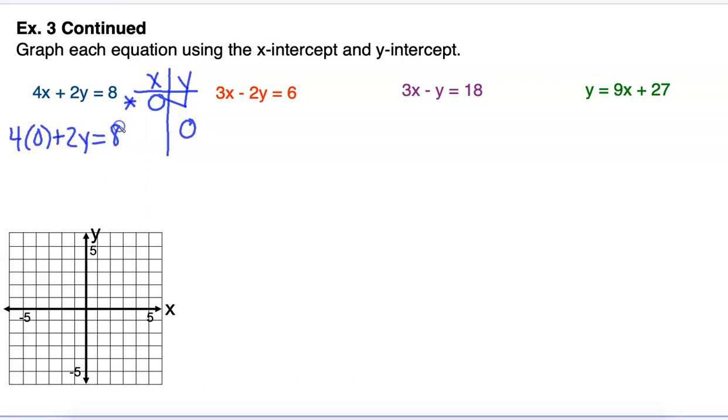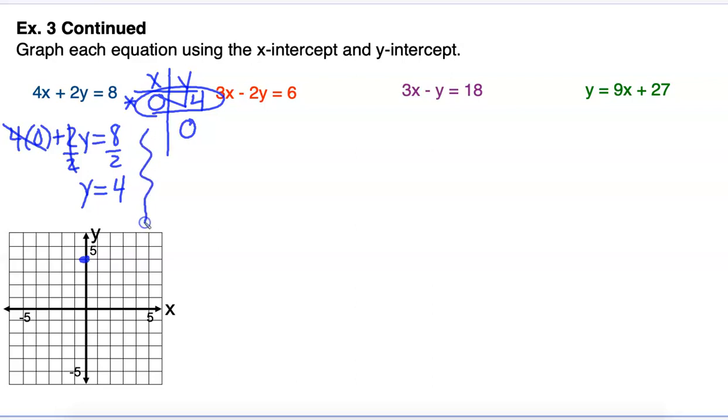Well, if we take 4 times 0, that's basically 0, so we can wipe that out. If we solve the rest of this, y would equal 4. So my first point for my equation 4x plus 2y equals 8 is to graph it at (0, 4), which is where it's going to hit on the y-axis. So we're going to put a point right there.